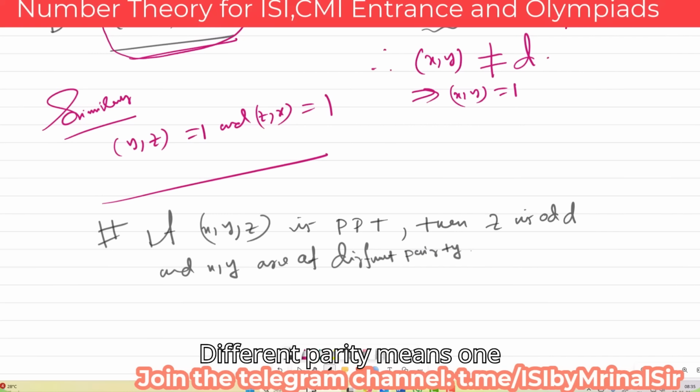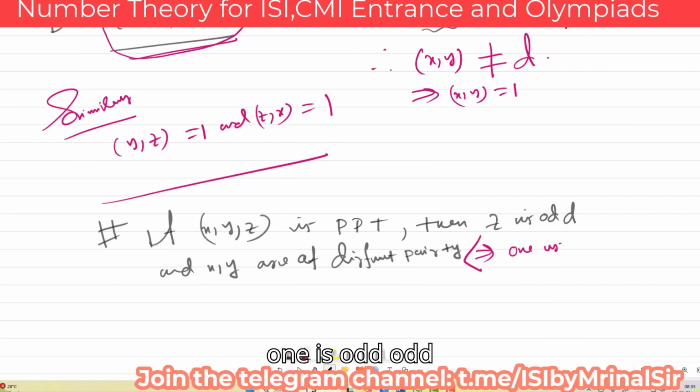Different parity means one of them is odd. This implies that one is an odd integer, and the other is even.